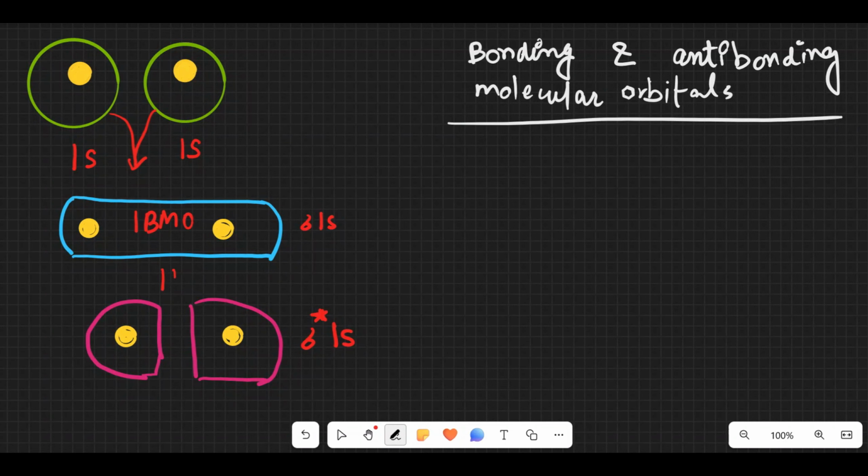So the bonding molecular orbital and the anti-bonding molecular orbital are formed by the overlapping of two atomic orbitals. If we see the diagrams of these two molecular orbitals in a combined form, let me draw it. These two are the nuclei.